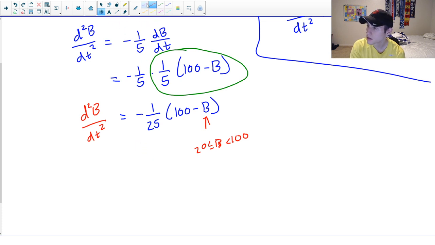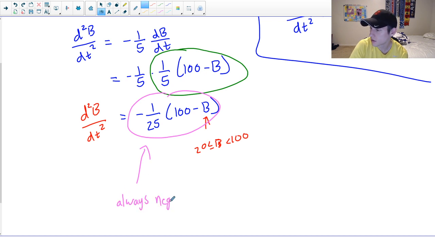So that means this number, 100 minus b, will always be a positive number. But then we have this times negative 1/25. So this is always a positive times always a negative. So this overall will be always negative. And if a second derivative is always negative, then we should be able to say it's always concave down.